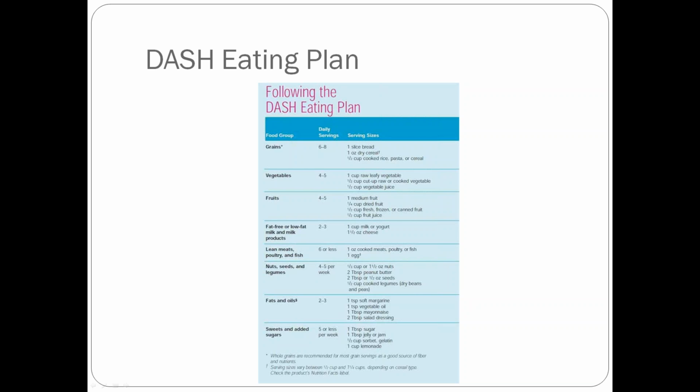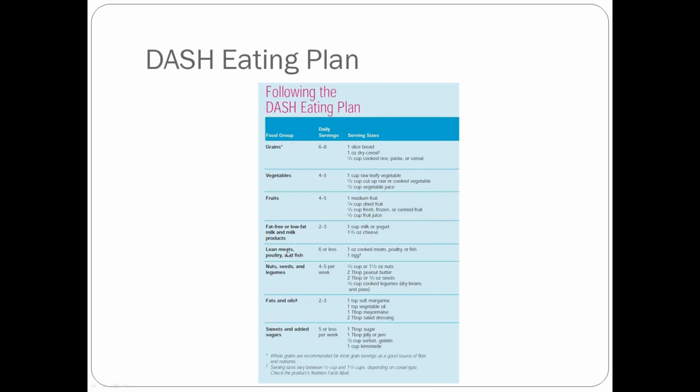Let's talk a little bit about the DASH eating plan so that when you're talking to your patients about it, you can keep this in mind. Let's look at the serving sizes of the foods they recommend. For grains, they recommend 6 to 8 servings per day, but a serving is 1 ounce of dry cereal or 1 slice of bread. I never really realized that a slice of bread is a serving. I always thought 2 slices of bread, because that equals 1 sandwich, but really it's 1 slice of bread.